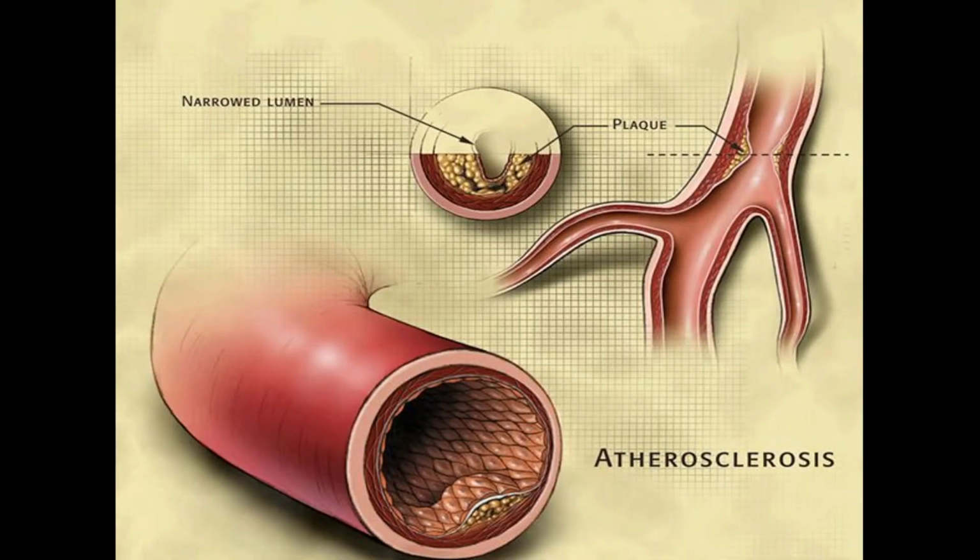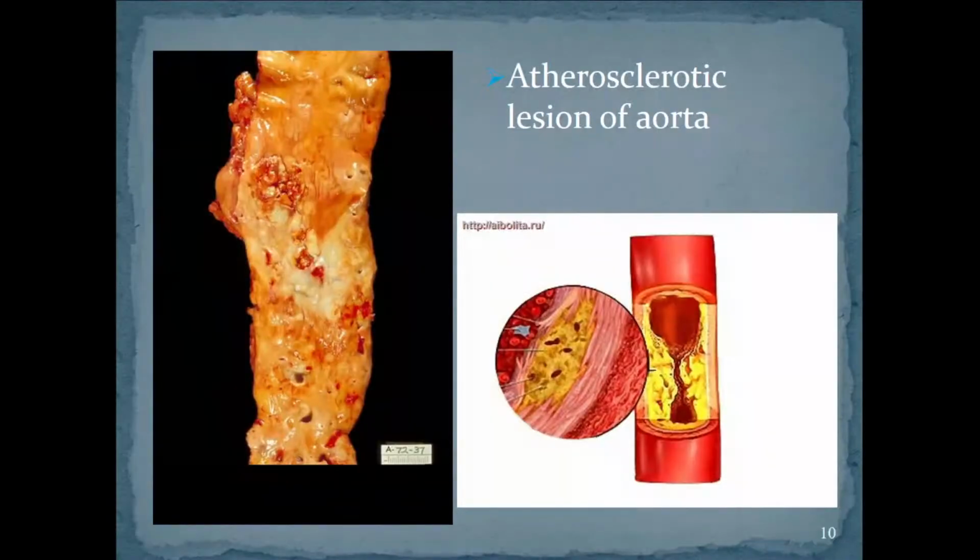So here you can see schematically the atherosclerotic plaque inside the vessel. So you can appreciate that the accumulation of the lipids is on the intima layer. Sometimes it will cause ulceration of the intima and formation of thrombosis. In this case, it will be called as atherothrombosis. It will cause acute limb ischemia. So this is atherosclerotic lesion.